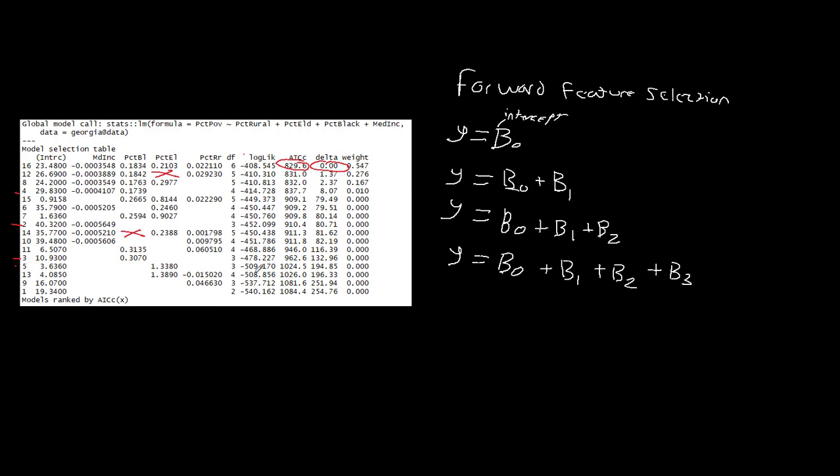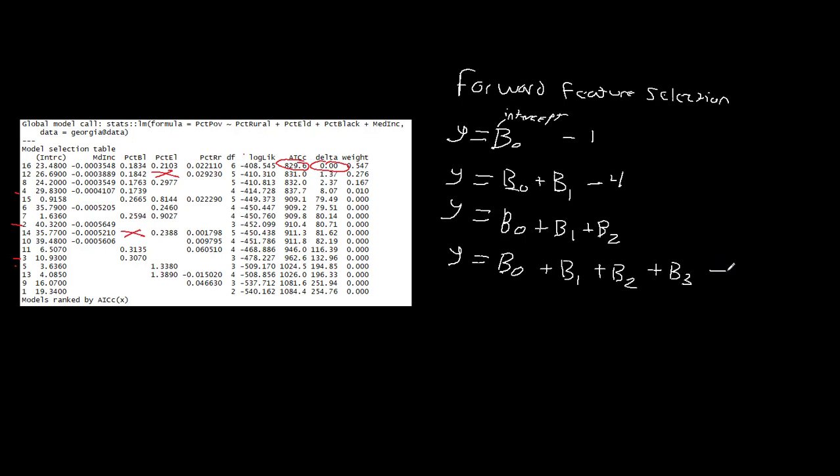That's how dredging works. Dredging will start with the null model, which is literally just the intercept. Then it's going to add in each of the variables separately to see how that works. Then it's going to look at every combination of two variables, then every combination of three variables, and then every combination of four variables. And we can confirm that. For beta naught, just the intercept, there's one model. For every combination of four variables, that's four models.